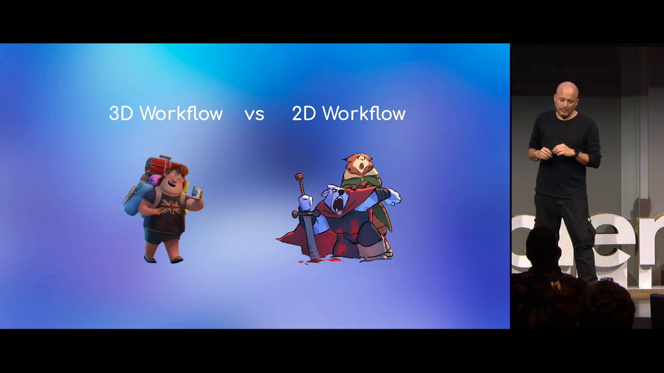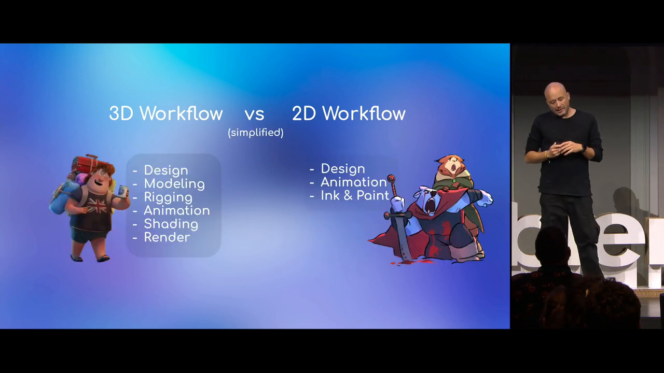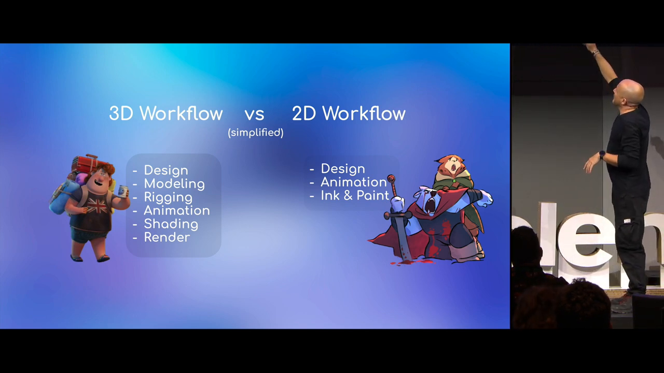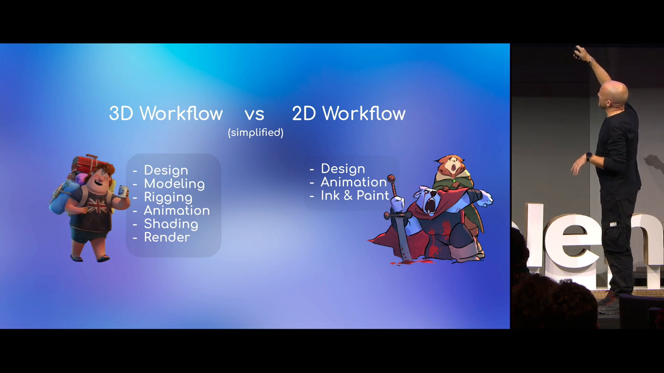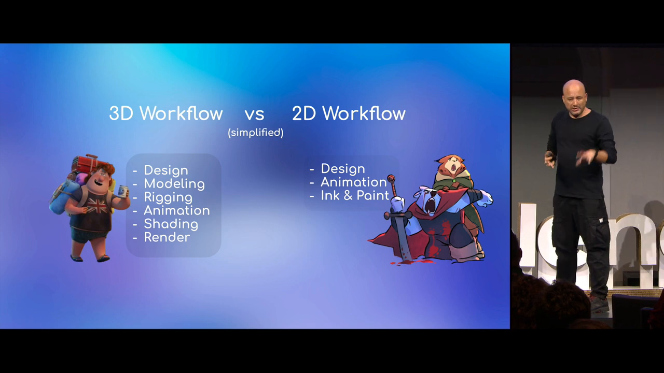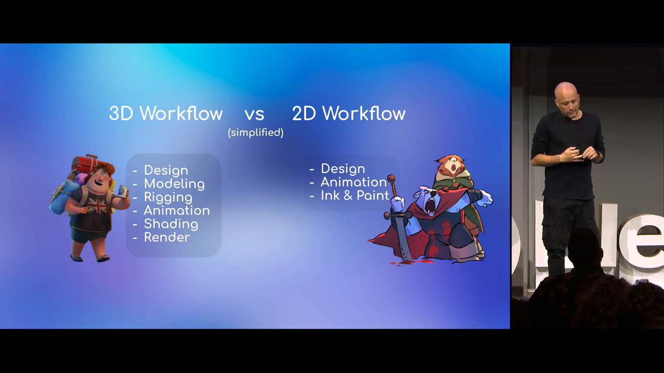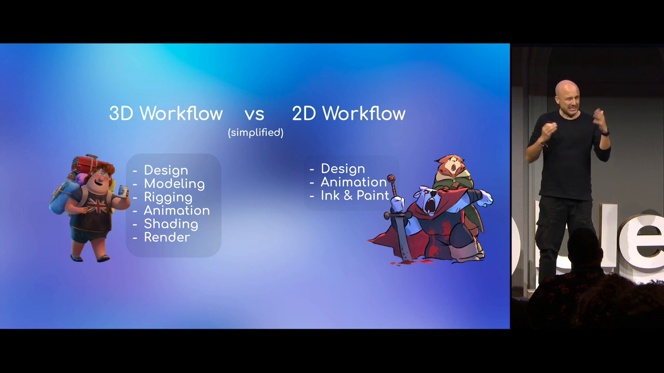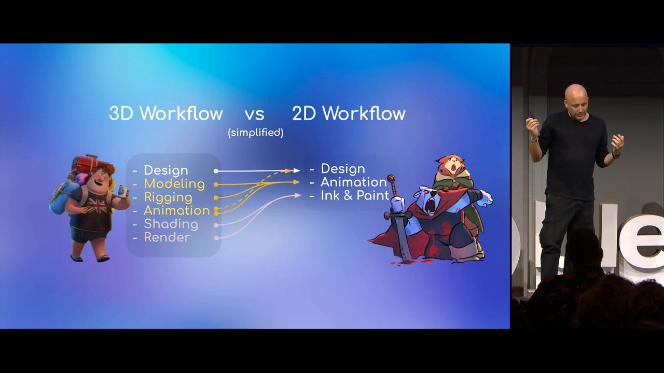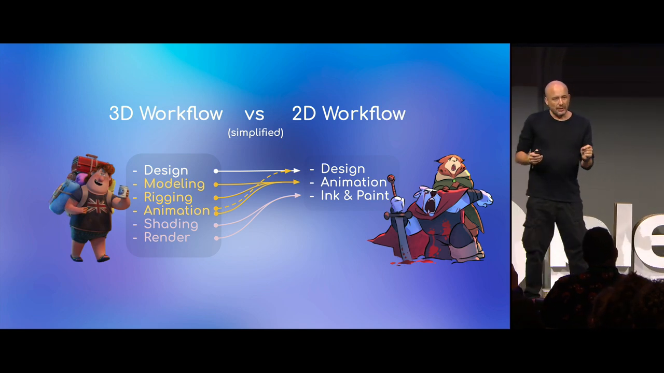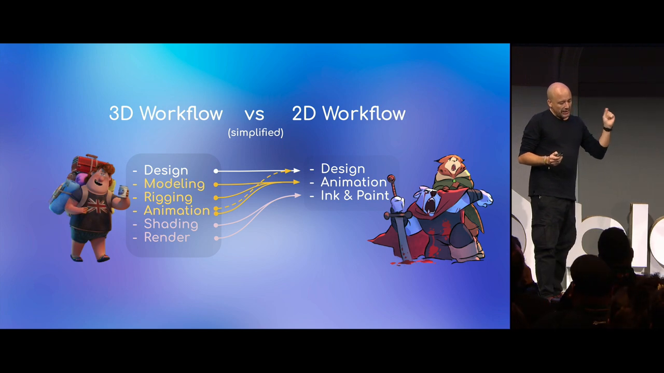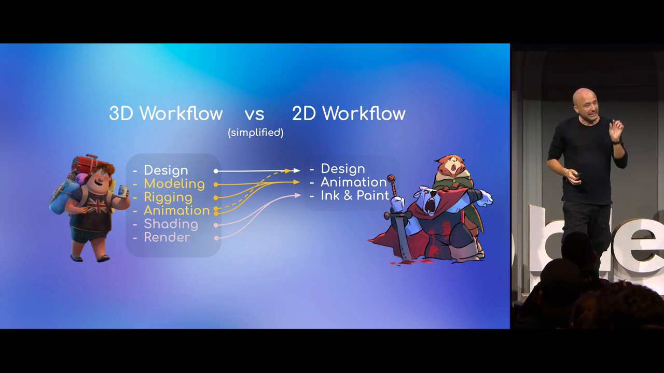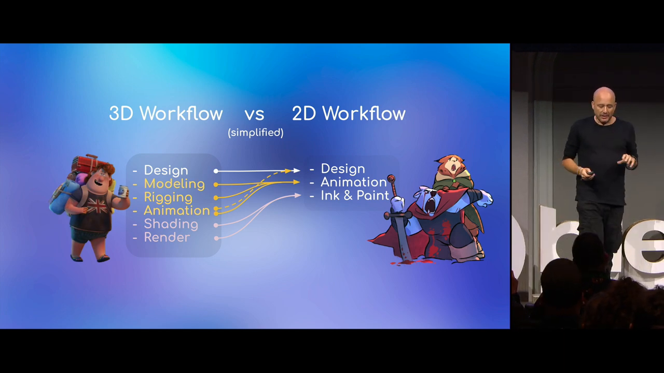So the first one: the 3D workflow versus the 2D workflow. If you want to create this lovely animated character, you have all this process: design, modeling, rigging, animation, shading, and render. Obviously, it's a simplified version, but mostly that. For the 2D workflow, you basically have design, animation, and ink and paint. It's more straightforward. You have fewer steps to create animation. The interesting part here is that the 2D animator basically is the modeling, rigging, and animation department, because with this pen, they model and animate all the characters. And this is, for me, an interesting thing. So keep that in mind.